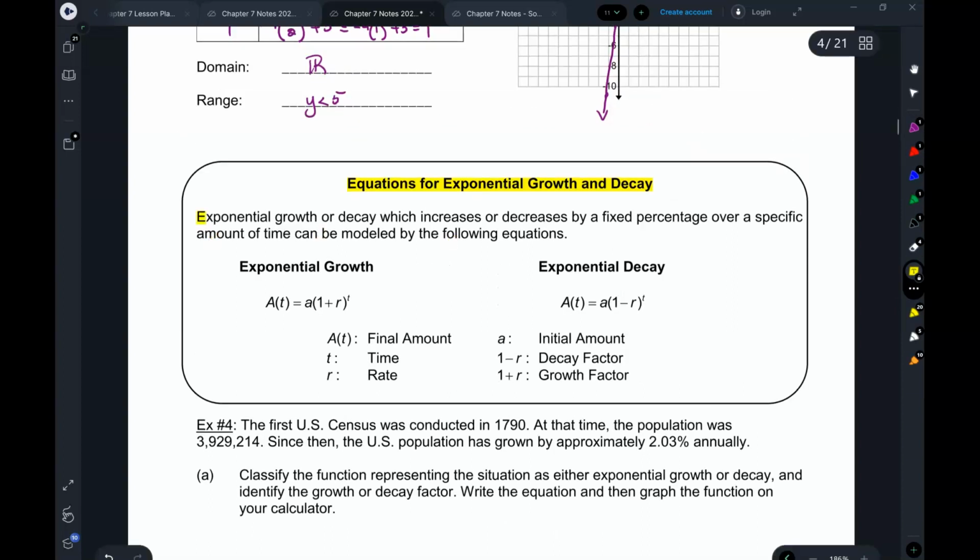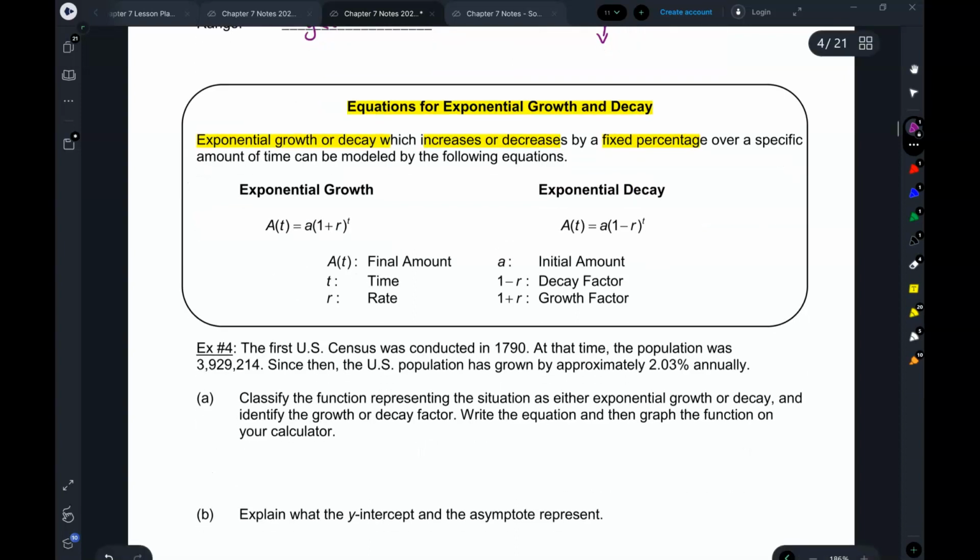We're going to use exponential growth. So when you have exponential growth or decay, which increases or decreases by a fixed percentage over an amount of time, you can use these equations. Now, there's a little bit of a caveat with these. The book likes to use this notation, but I think this book that we use is literally the only place where they use this notation for these equations. Everywhere else, we either use n's or y's instead of the a's, okay? So let's talk about what this is.